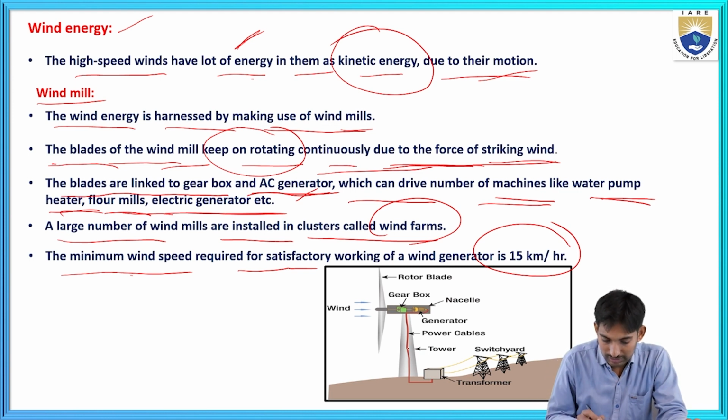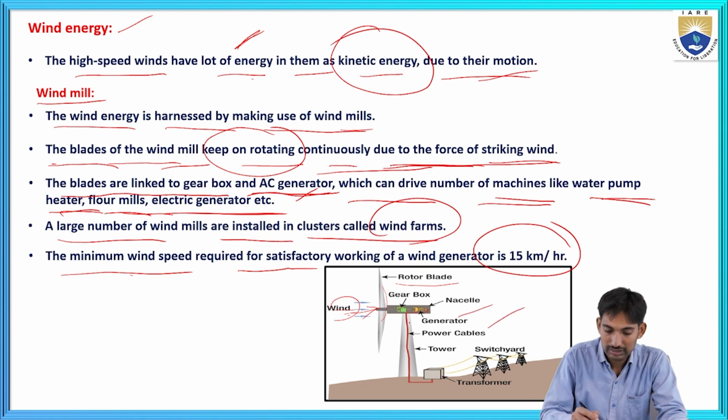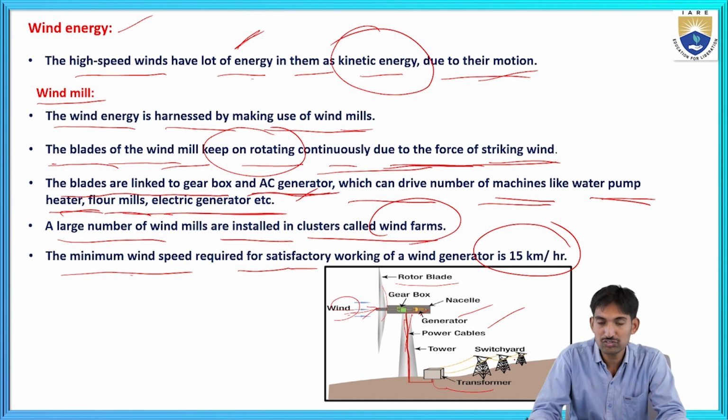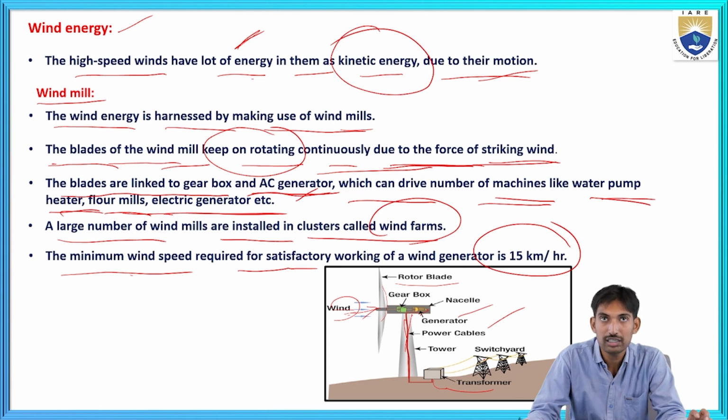See, this is the wind, coming from here. This is the windmill containing rotor blades. When the wind strikes these blades, they rotate, and this is linked to the generator and power cables. This is the tower. When it rotates, the generator produces current. That current is then sent to the transformer, and we get the current from this transformer.